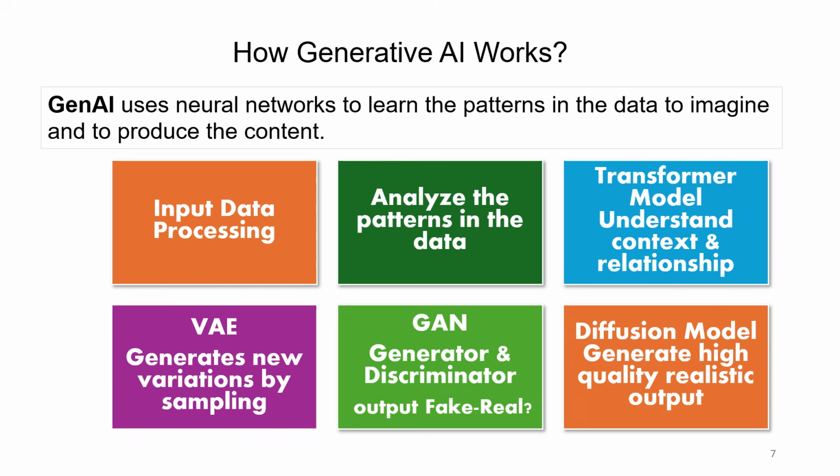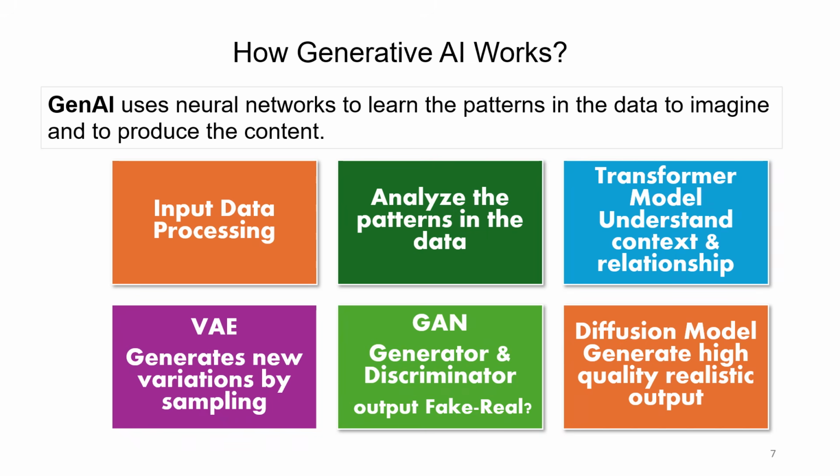The next deep learning neural network that is used in Gen AI is VAEs, variational autoencoders. These VAEs generate new variations by sampling. The encoder compresses the input data while retaining important information. Then the decoder reconstructs the data. VAEs are similar to compression and denoising autoencoders.